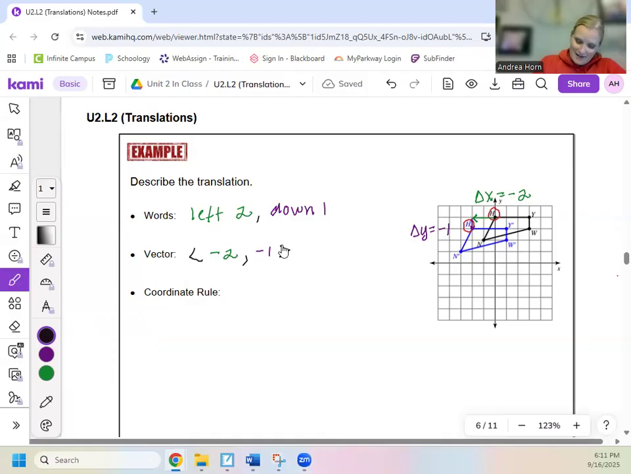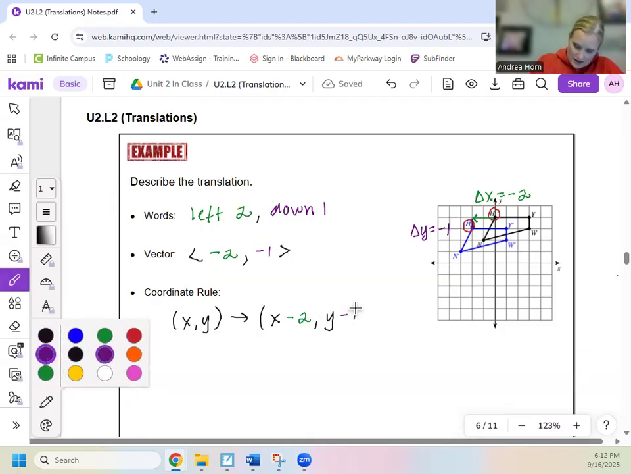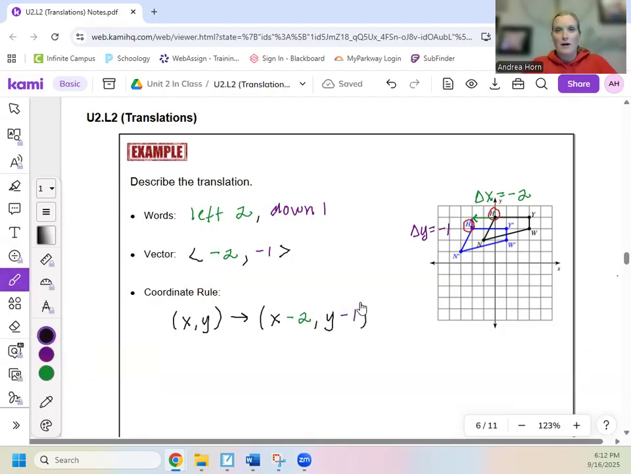Okay, last but not least is my coordinate rule. When you write a coordinate rule, you always start with a generic point. So XY, you'll always start with XY goes to. So it's a rule. It's telling you what to do. So you have to talk about where you're starting. So you're starting at XY, and then I'm going to take X and I'm going to subtract 2 because my change in X is -2. And then I'm going to take Y and I'm going to subtract 1 because my change in Y is -1.